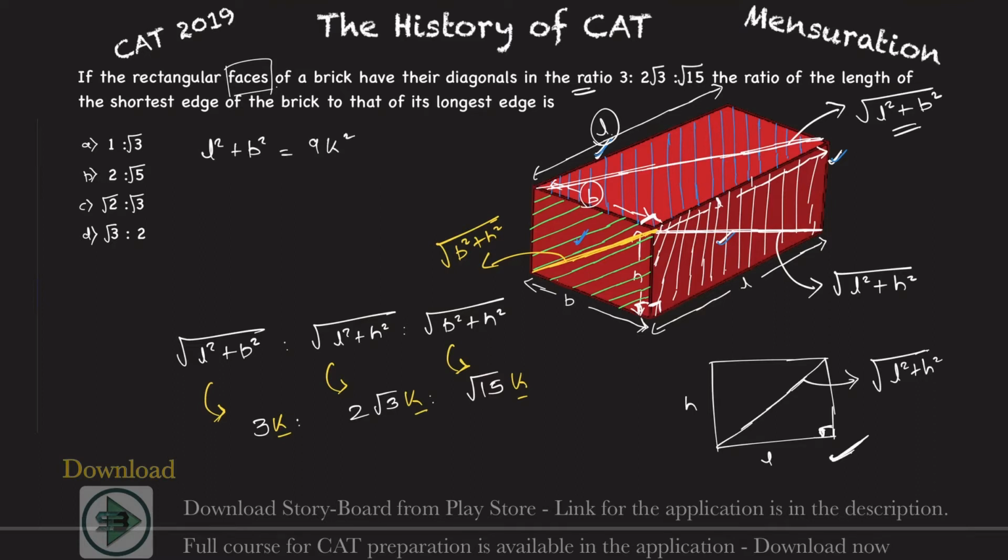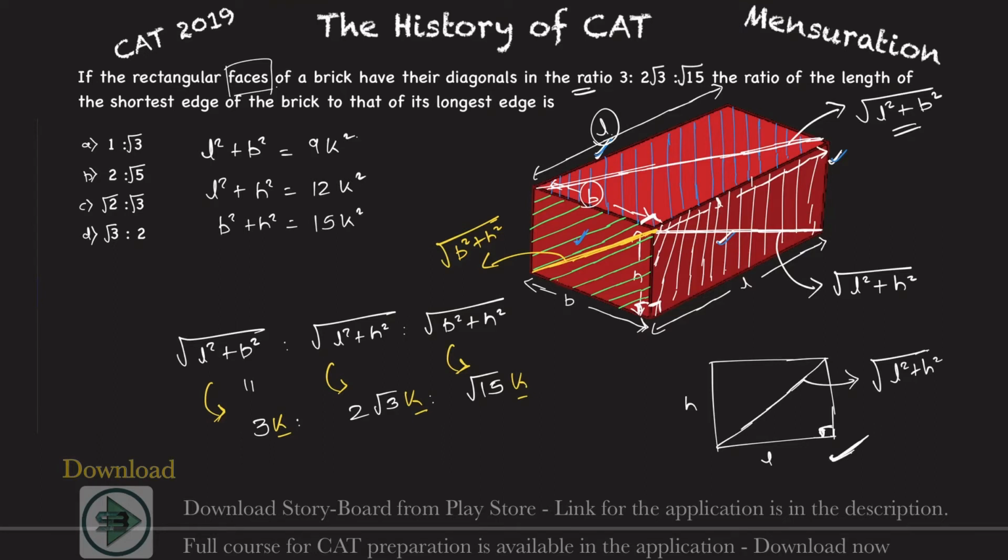L square plus B square will be equal to 9k square, right? Because I just squared both the sides. Squaring both sides, I get L square plus B square is equal to 9k square. Similarly, L square plus H square is equal to 2 root 3 k whole square, so this is 4 into 3, 12k square. And similarly, B square plus H square is equal to 15k square.